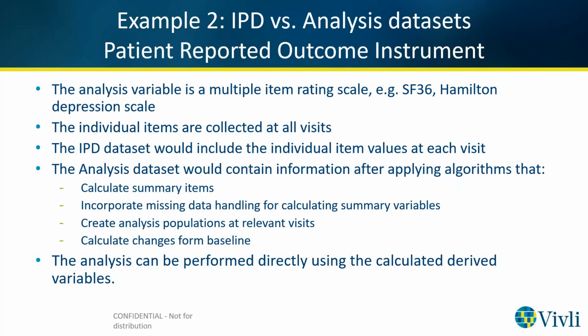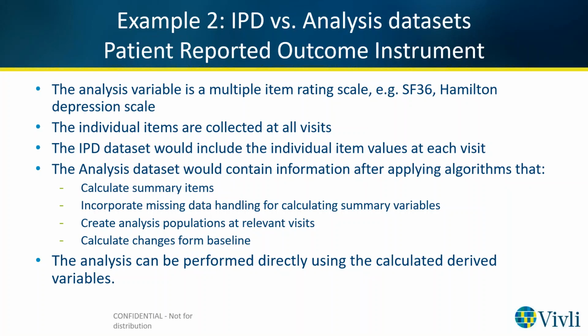Second example, the variable is a patient-reported outcome instrument. So it's a multiple item rating scale, such as the SF-36 or perhaps the Hamilton Depression Score. The data that is collected and presented in the IPD would be each of the individual items collected at each of the visits. The IPD dataset includes all of the individual items, as I said, at every visit.